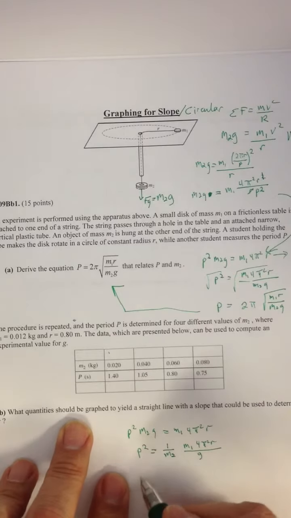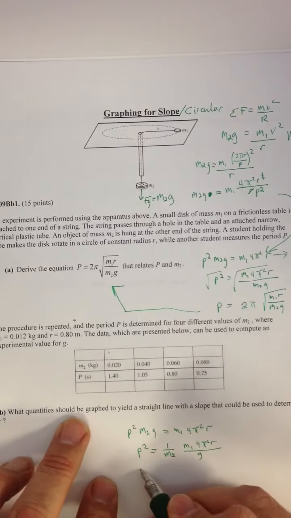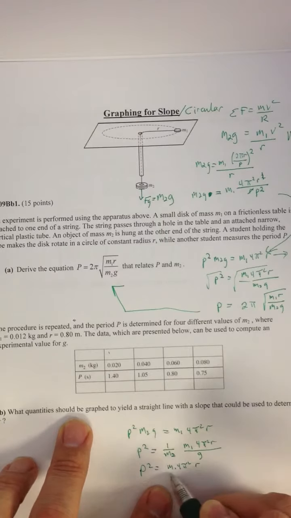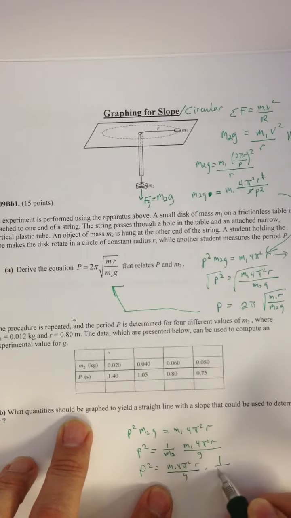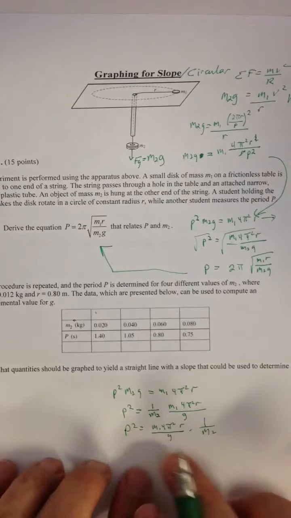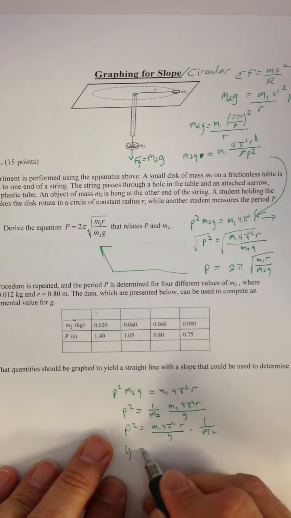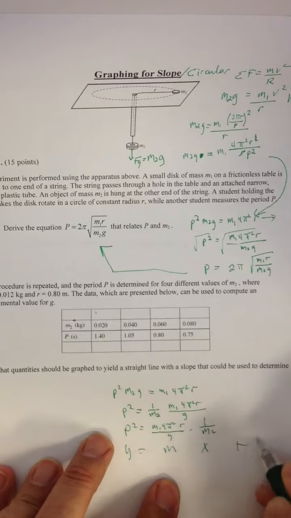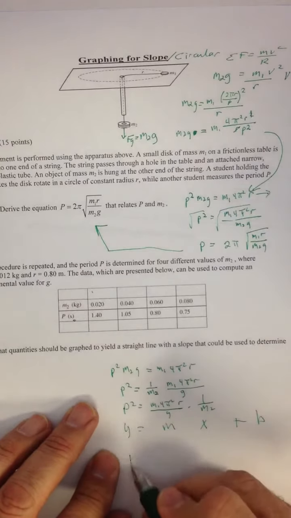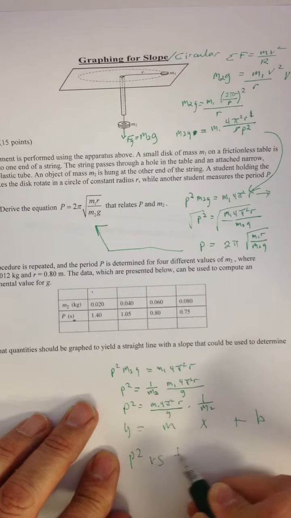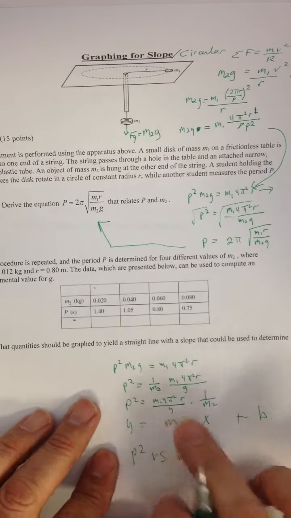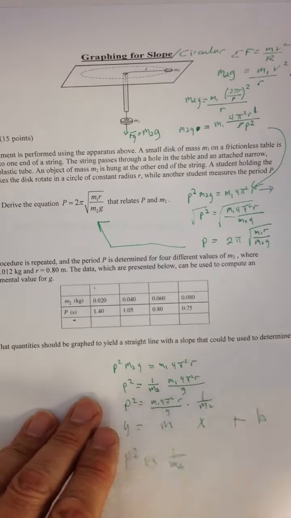I'm going to switch those because I want y equals mx plus b, and I get P squared equals M1 4 pi squared r over g times 1 over M2. So basically I want to get it so that everything except for the M2 is in front of the M2, so that I can say this is y equals mx plus b. So what I want to graph, which is what part b is actually asking, is P squared versus 1 over M2. If I graph that, I'll get a straight line and my slope will be something with g in it, and I can solve for g. All right, so that's what I'm going to do.